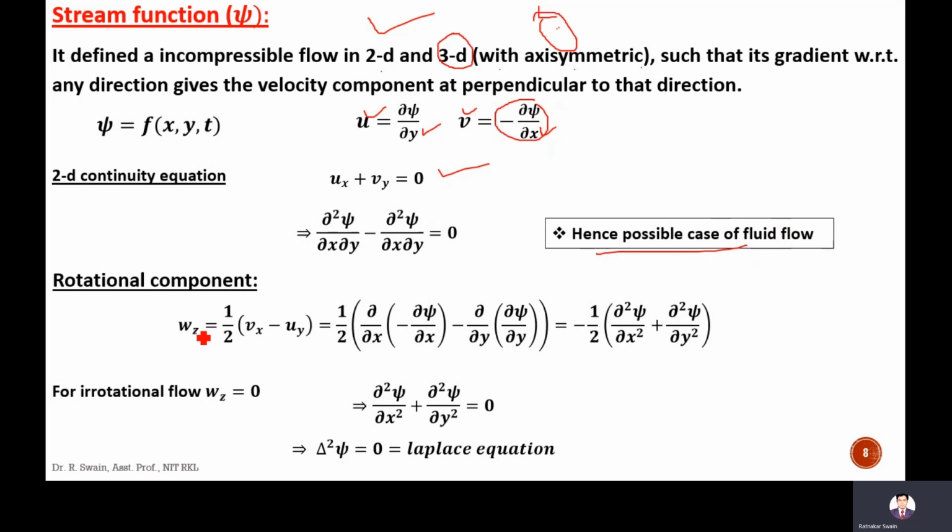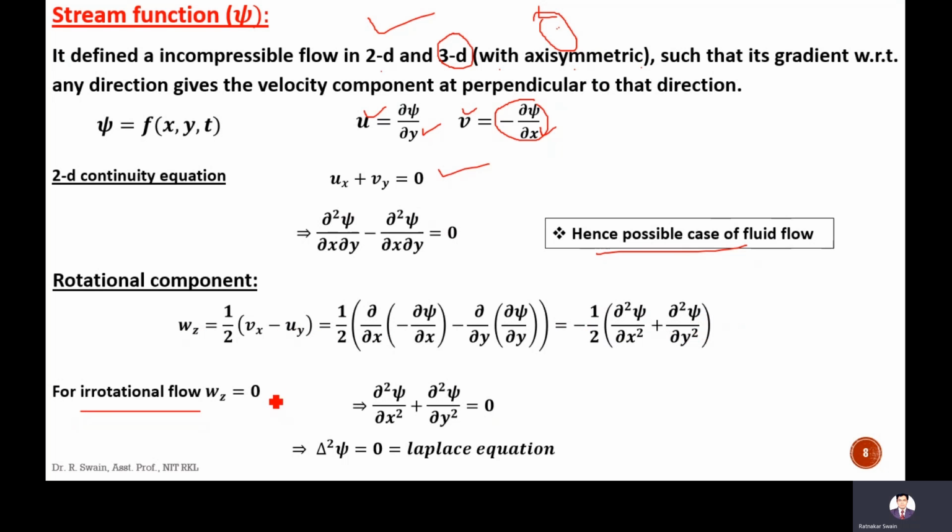The rotational component is omega z. If you calculate, if you put the expressions of u and v in terms of psi, it will give minus half of del square psi by del x square plus del square psi by del y square.